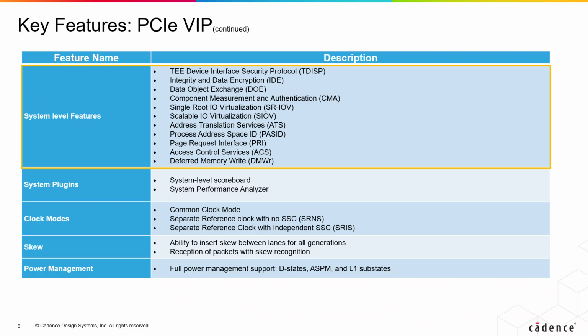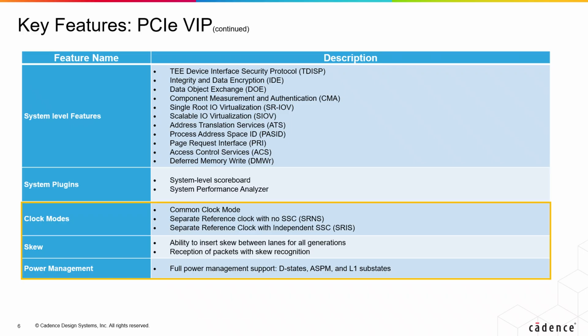Address translation and access control services improve memory management and security. Other system features are process address space ID, page request interface, and deferred memory write. System plugins like the Scoreboard and Performance Analyzer aid in monitoring and optimizing system behavior. Various clock modes support synchronization flexibility, including common and separate reference clocks with or without spread spectrum clocking, which also includes independent spread spectrum clocking.